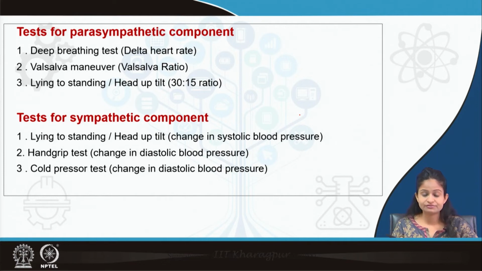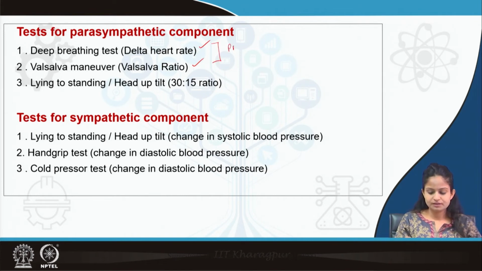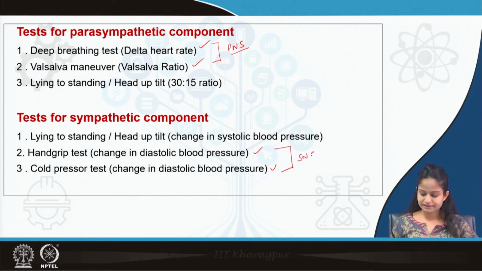These tests are again further divided based on the sympathetic component and the parasympathetic component. So, we will see whether Valsalva checks for the parasympathetic component or not, or whether hand grip checks for the sympathetic component or not. The deep breathing test and Valsalva usually check for the parasympathetic component. Hand grip test and cold pressor test usually check for the sympathetic component. The standing to lying test, or the head up tilt test when we have an automated tilt table, so we can go for the head up tilt test. They usually check for the parasympathetic component as well as the sympathetic component.